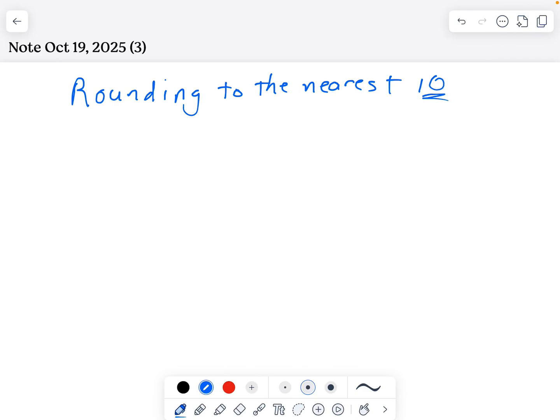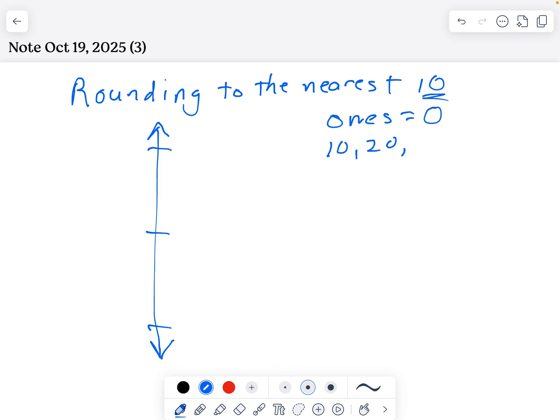So friends, we are going to be rounding to the nearest 10 on this video. When we round, we are using a vertical number line. There are 3 points that we're concerned about, the 2 endpoints and the midpoint. A few rules. When we're rounding to the nearest 10, the ones place must equal 0. We have to have a multiple of 10. So we have 10, 20, 30, 40, 50, 60, and so on.